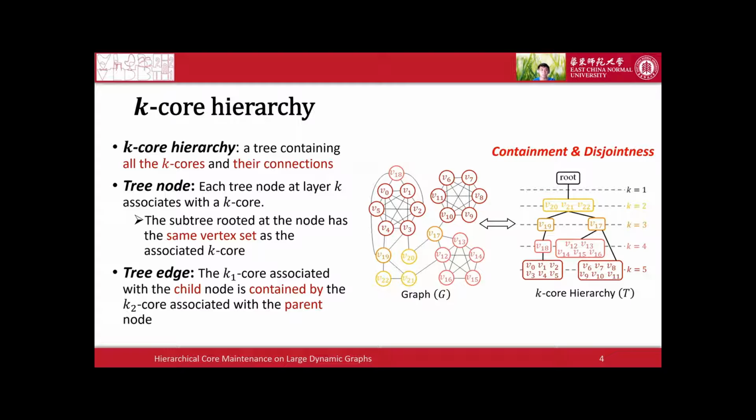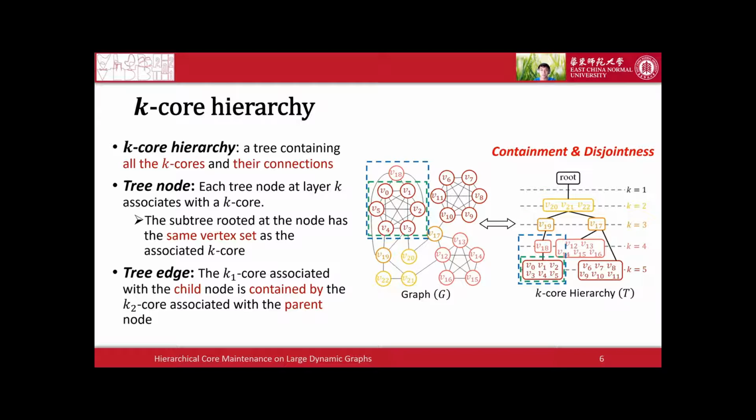According to the two properties, the k-core hierarchy can be represented as a tree. The subtree rooted at each tree node at layer k represents a k-core and has the same vertices as it. For example, the subtree rooted at this node represents a 4-core on graph G.